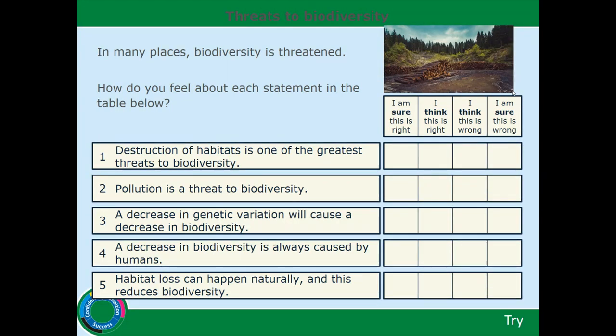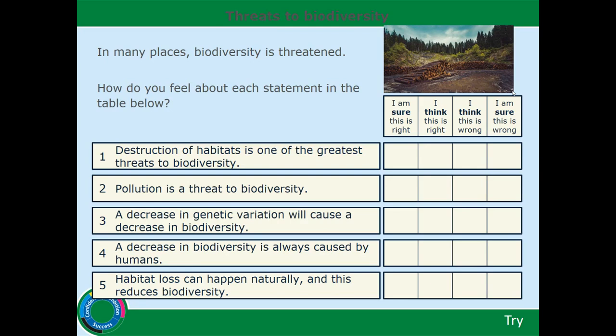Destruction of habitats is one of the greatest threats to biodiversity. Say whether it is right or wrong. Pollution is a threat to biodiversity. A decrease in genetic variation will cause a decrease in biodiversity. A decrease in biodiversity is always caused by humans. Habitat loss can happen naturally, and this reduces biodiversity.